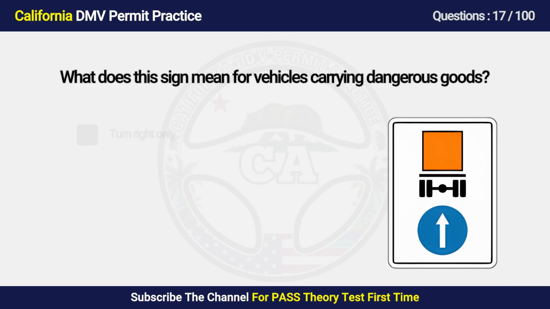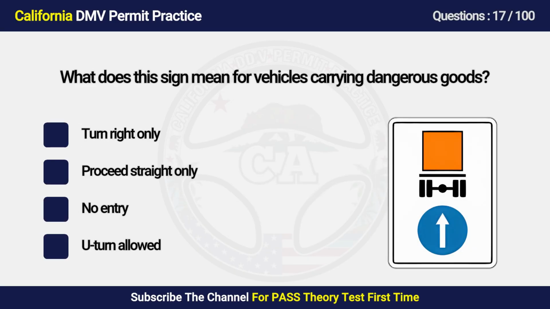Question 17. What does this sign mean for vehicles carrying dangerous goods? A. Turn right only. B. Proceed straight only. C. No entry. D. U-turn allowed.